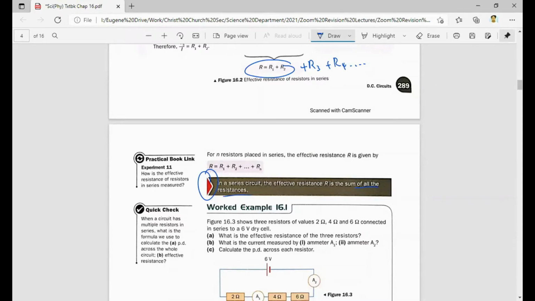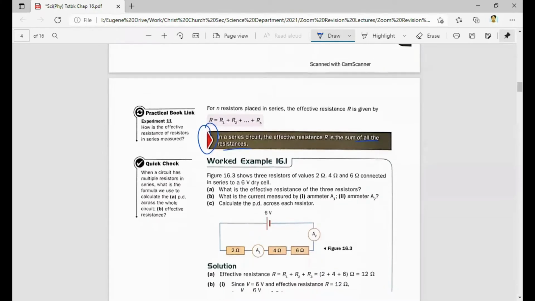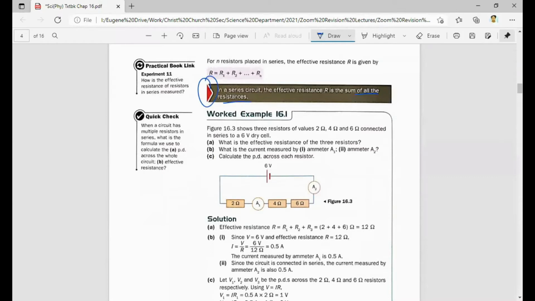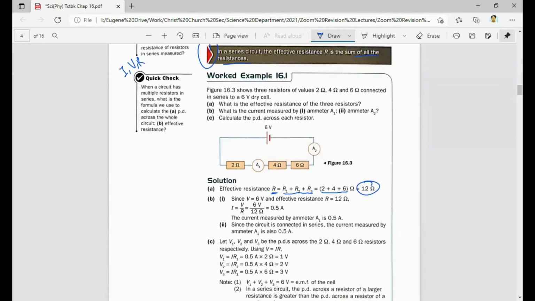So far, series circuit I think is not too difficult. I think we are getting it already. Because what we have touched on is the current, the voltage, and the resistance, let us now work on example 16.1. Example 16.1 shows 3 resistors with values 2, 4, and 6 ohms connected in series to a 6 volt dry cell. What is the effective resistance of the 3 resistors? Because these 3 resistors are connected in series, to find the effective resistance, we add up all the resistances. So 2, 4, and 6 add up to 12 ohm. Quite a simple first question for a good start.